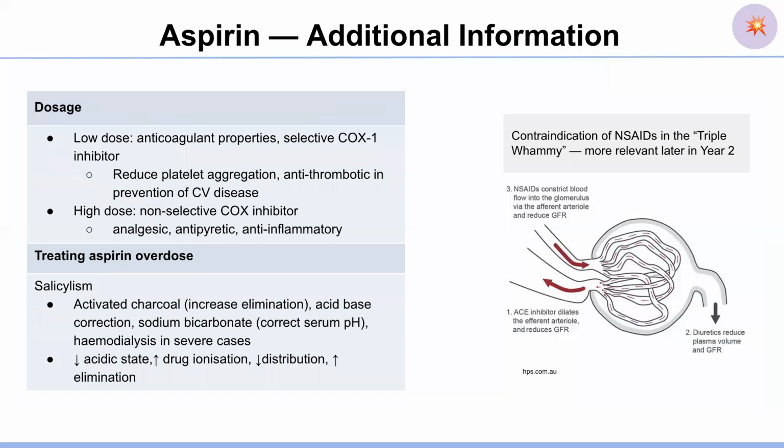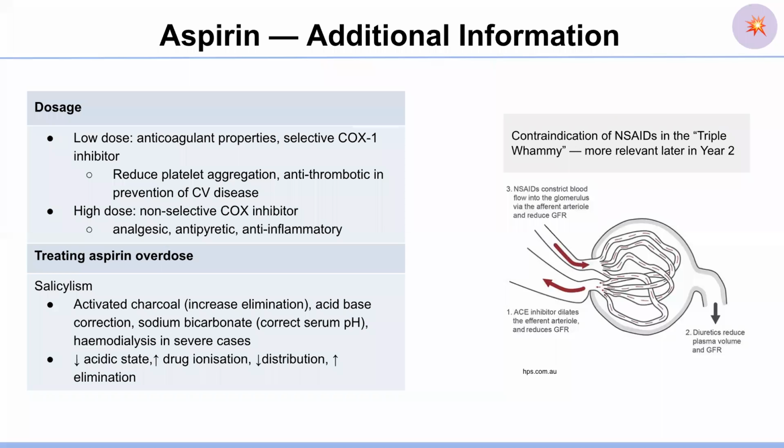Let's talk a bit more about aspirin. I mentioned it was dose dependent before, so at a low dose, it is more selective for COX-1. So that reduces things like platelet aggregation, so it's good to prevent cardiovascular disease. At high doses, however, it's non-selective, so it's used more for reducing pain, fever, inflammation.